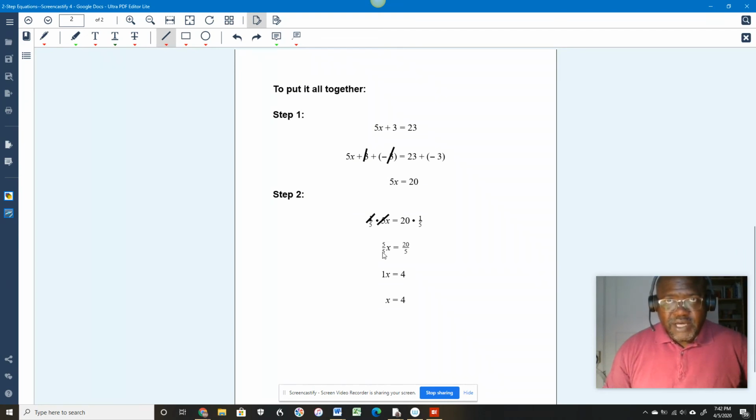Step 2, we multiply 5x by its multiplicative inverse, which is 1/5, and that cancels out the 5, basically, which leaves us with x. We also multiply 20 by 1/5, and that leaves us with 4. x equals 4. All right.